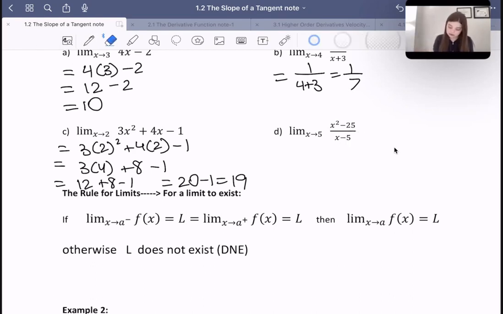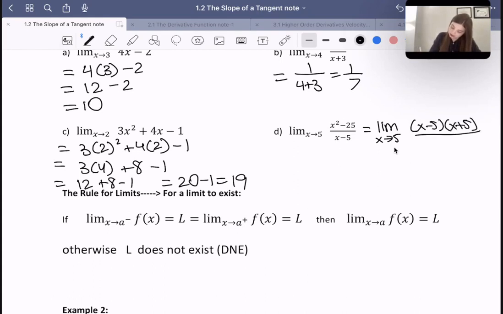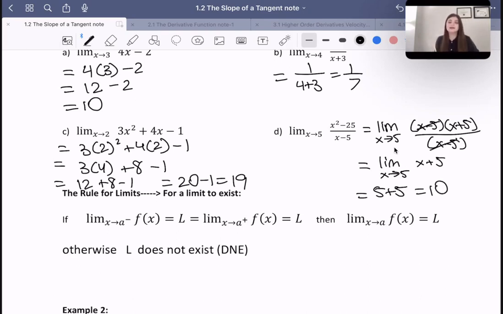So what I'm going to do here is I'm going to see if I can simplify this a little bit further. You might notice that the top here is actually a difference of squares, and we can factor it to get x minus 5, x plus 5, like that, over x minus 5, and then we can cancel, and we get limit as x approaches 5, x plus 5, and now we can actually just sub in and get that this is 5 plus 5, which is 10. So the limit is 10.